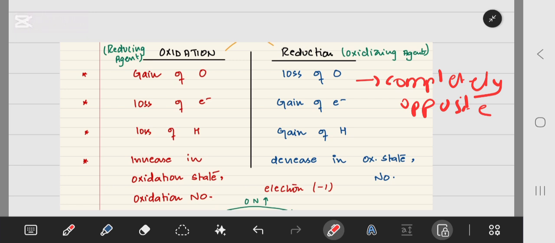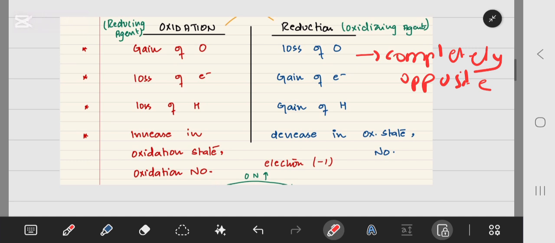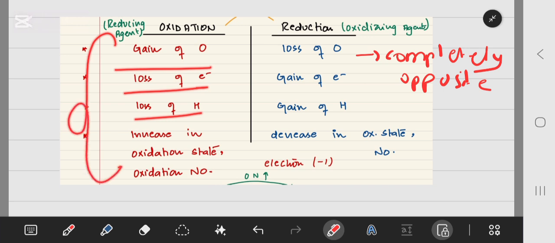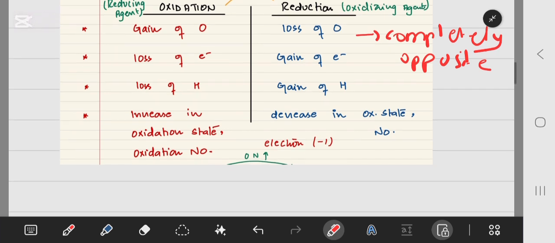So when will a reaction be redox? We need to understand and evaluate these two types of properties right here. When will a reaction be redox? A reaction will be redox if one of these four things is happening, or all of them are happening at the same time. It can be one, two, three, or even all four of them happening at the same time. Then we can call it a redox reaction. Are we good? Let's work with a few examples to solidify this concept more clearly.